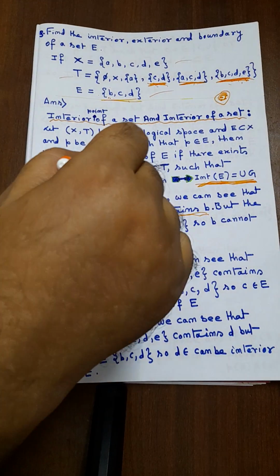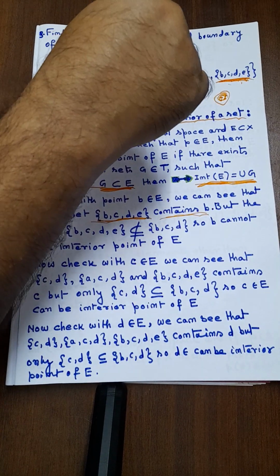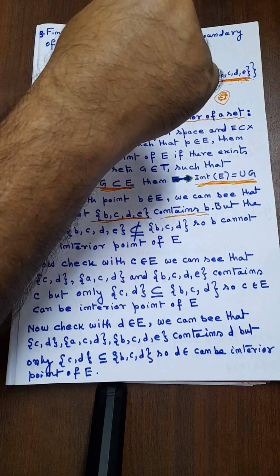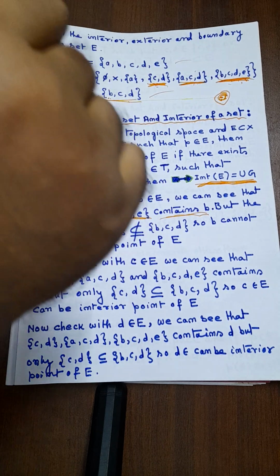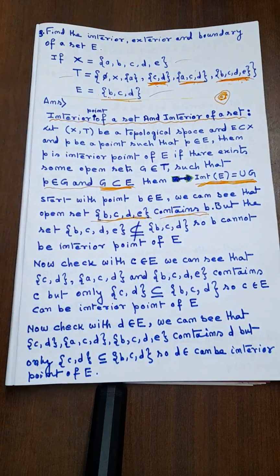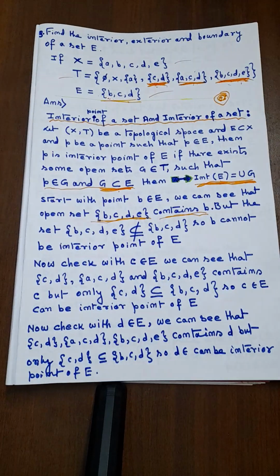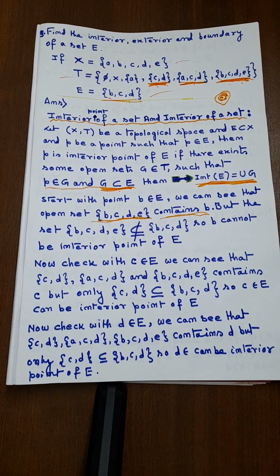So as per the definition, what is happening? The open set G contains the point C, as well as the open set that contains the point C is a subset of E, right? So we can say C is an interior point of E.